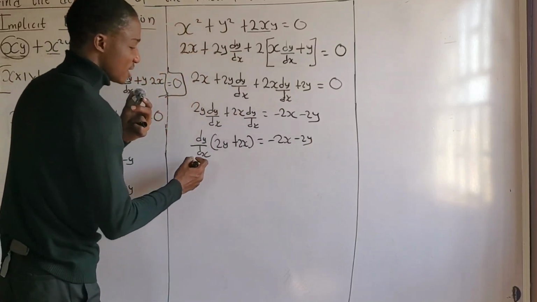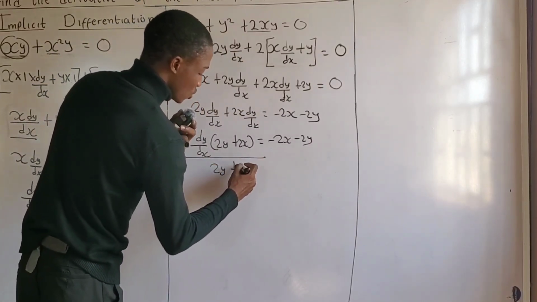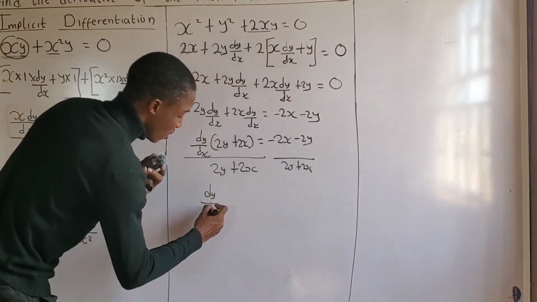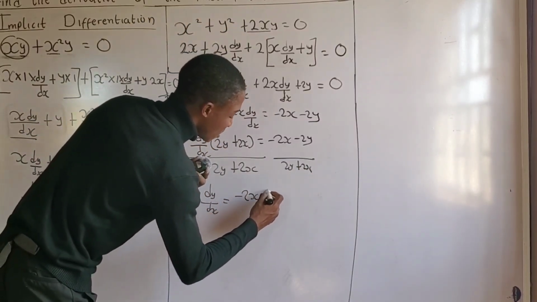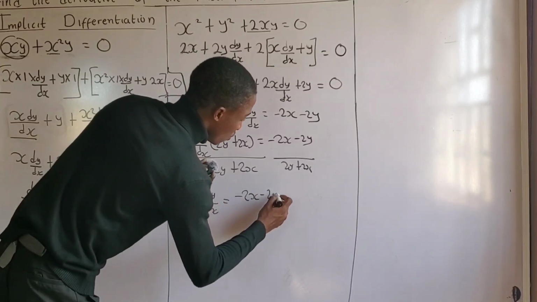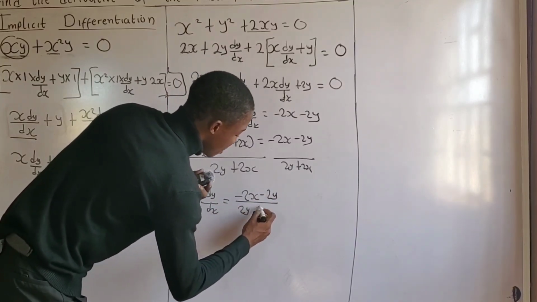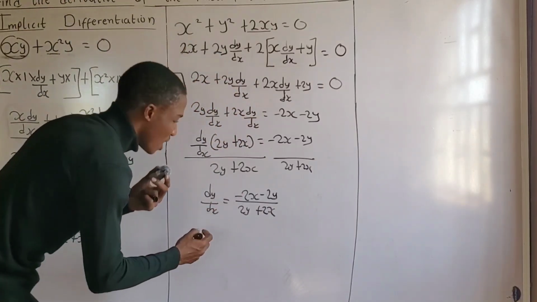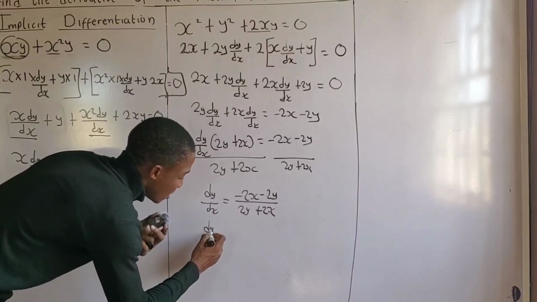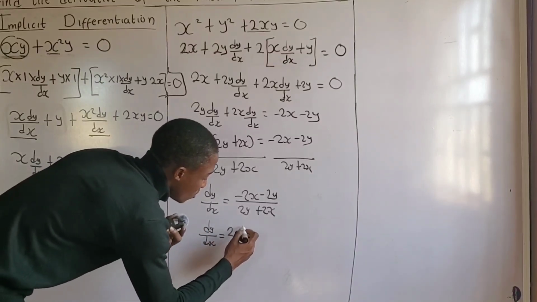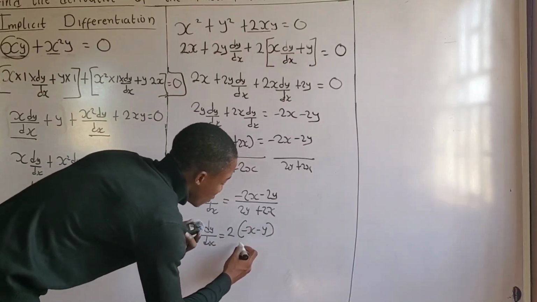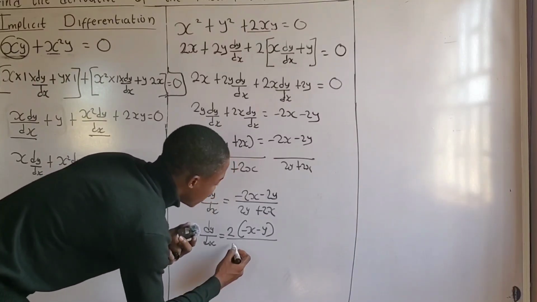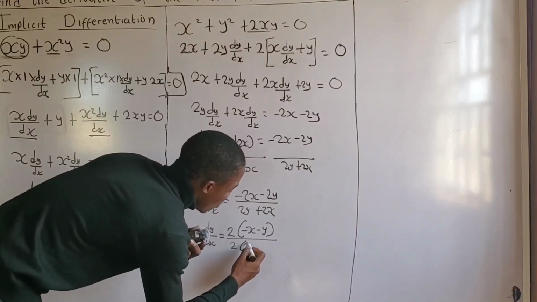Okay, the next step is that you have to divide both sides by 2y plus 2x all over 2y plus 2x. Okay, dy all over dx is equal to negative 2x minus 2y all over 2y plus 2x. Okay, now from this point you can factorize 2. So I'm going to have here dy all over dx is equal to 2 multiplied by minus x minus y, okay, this all over, please pay attention, 2 multiplied by y plus x.